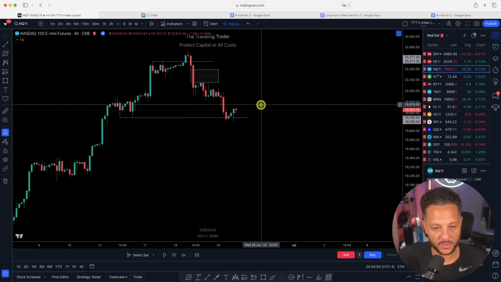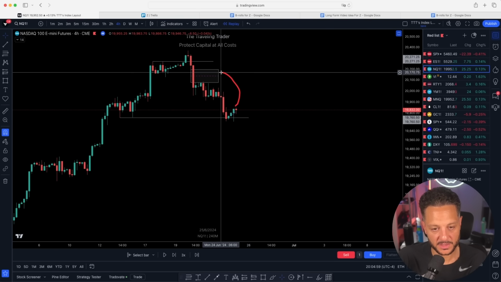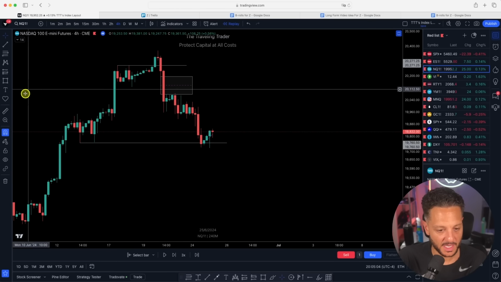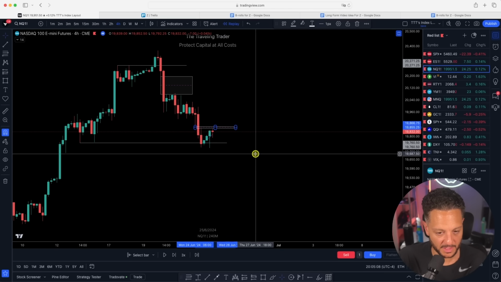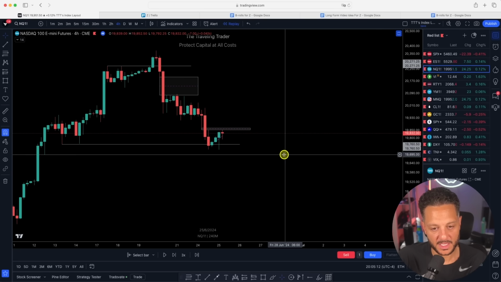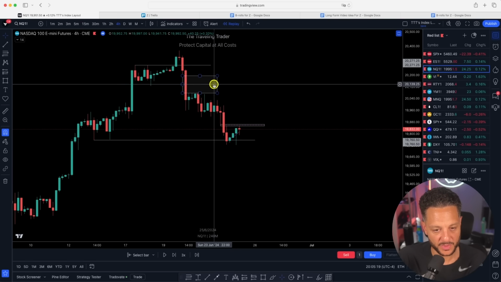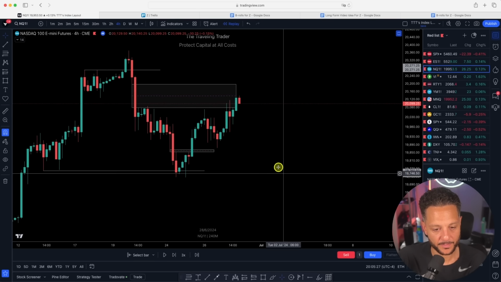And my draw on liquidity, this is still unmitigated. Now that we've swept this, right, we do have a tiny, tiny fair value gap in here. But if this is surpassed, then based on what I'm seeing in front of me, my draw on liquidity, if we are to start trading upwards, would be this unmitigated 4 hour fair value gap. And there you go, right.